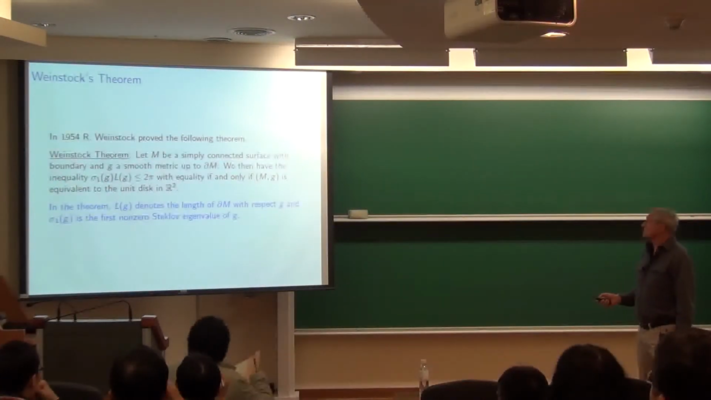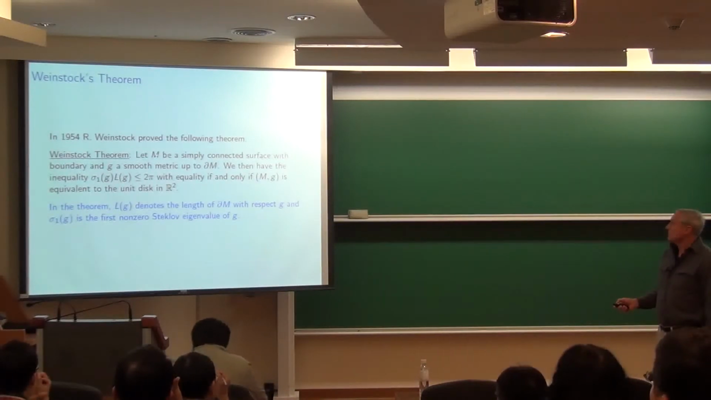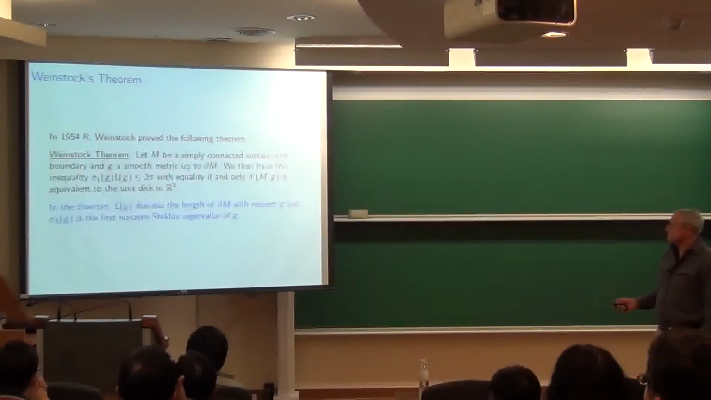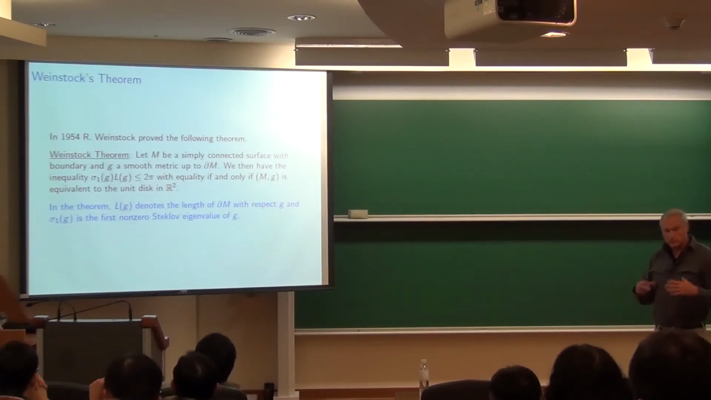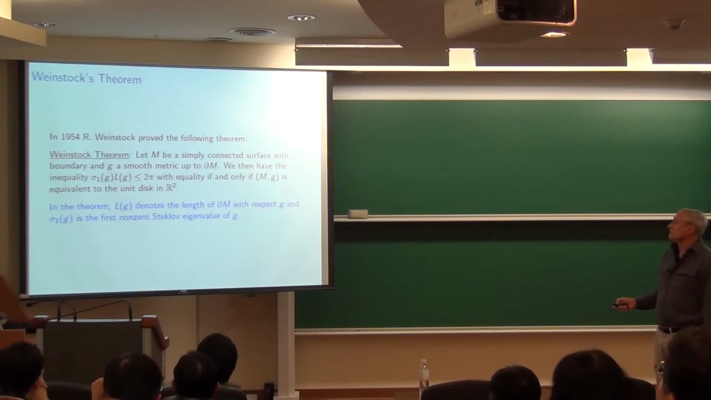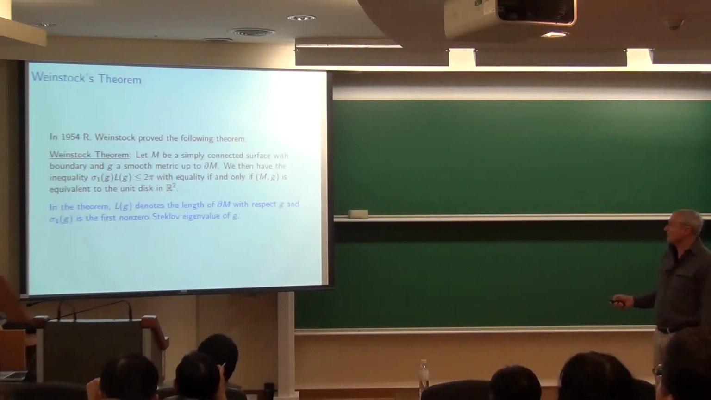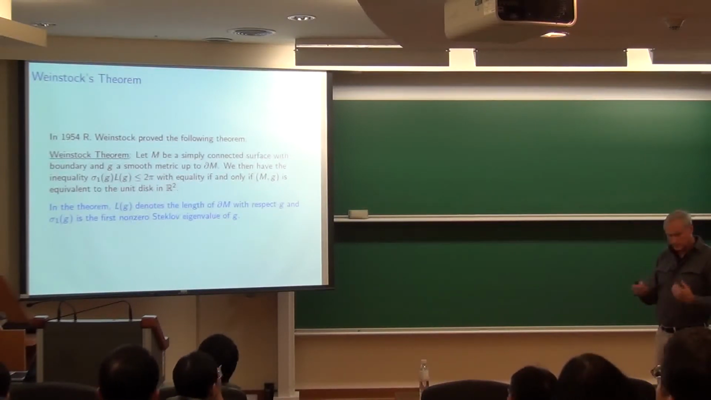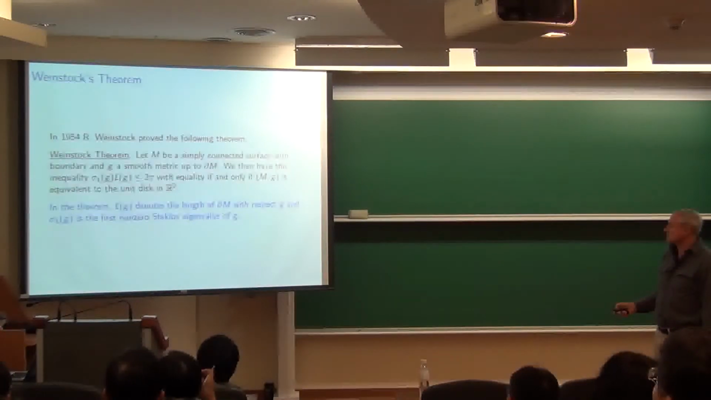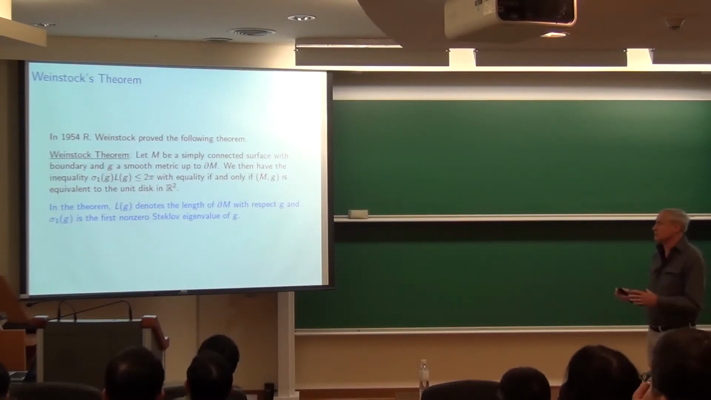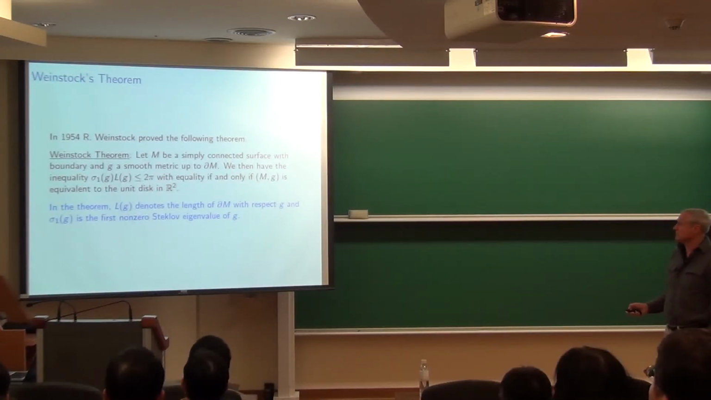The geometric statement of Weinstock's theorem says if you take any simply connected surface with boundary, so it's homeomorphic to a disk, and you take a metric g which is smooth up to the boundary, then we have the following. Sigma 1 is the first eigenvalue of a particular operator, which I'll explain in a bit. It's called the first non-zero Steklov eigenvalue. And L of g is just the length of the boundary taken with respect to g. So the statement is that sigma 1 times L is bounded above by 2 pi, and equality holds if and only if (M, g) is equivalent to the unit disk in R2.